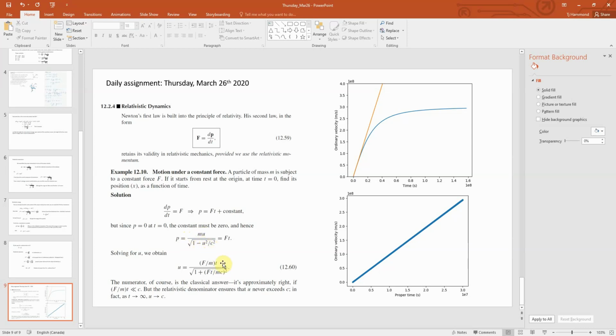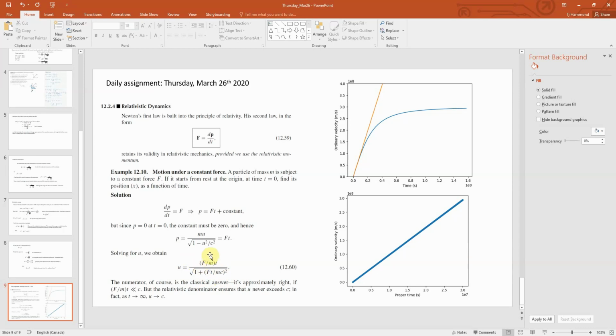And so if we solve for u, then the velocity as a function of time is this force over the mass, or this kind of classical acceleration, times time over the square root of 1 plus force times time over mc, all of that squared. Of course, if c were infinite, or our velocity is much slower than the speed of light, then we don't have this denominator. This is effectively kind of like a gamma. And so our velocity is just force over mass times time, and that's exactly what we expect.